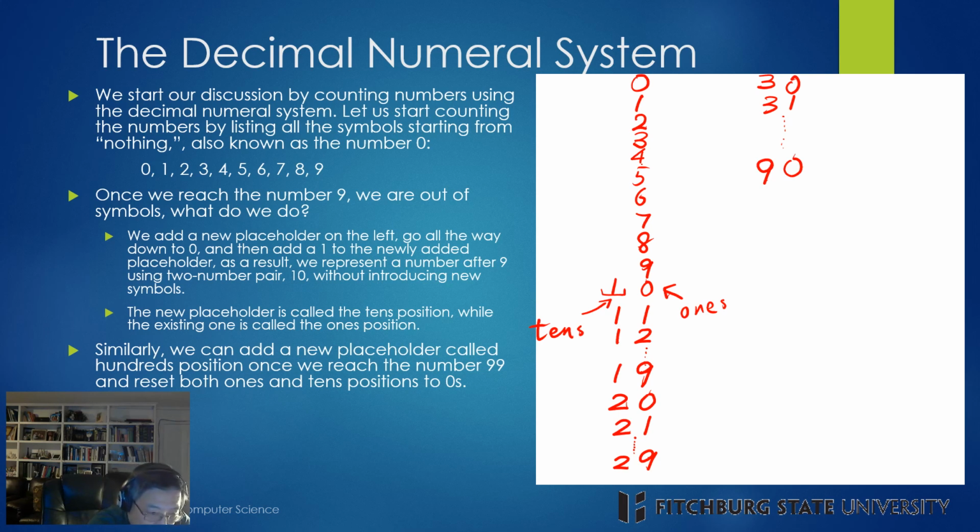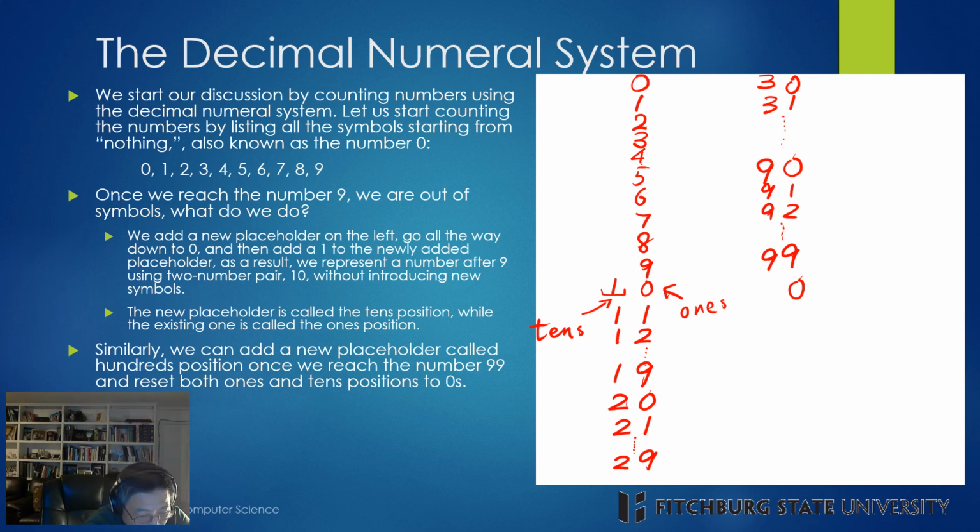So we can continue to count, right? 19, 29, until we reach 99. Now we reach another milestone because both one's position and tens position reach 9. So both are reaching the limit. So what are we going to do next? We're going to reset one's position to 0 and add a 1 to the tens position.